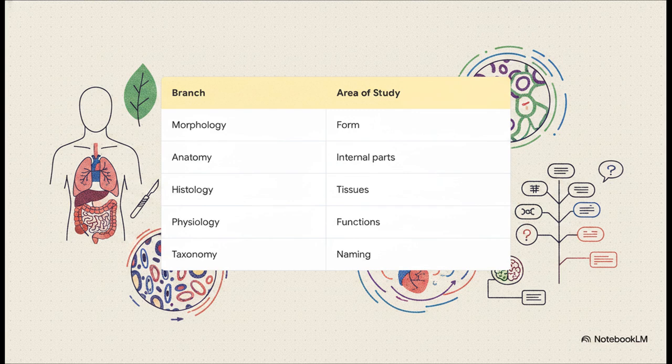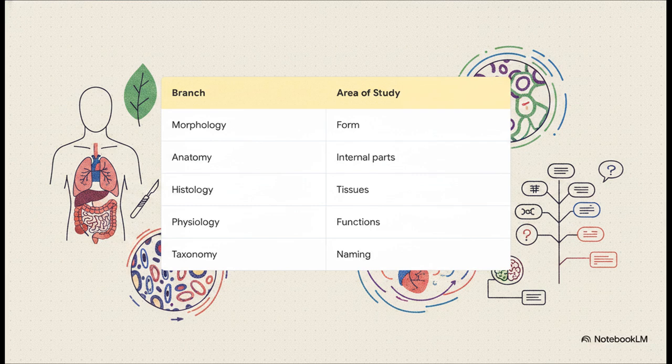To make sense of all this, scientists slice these massive divisions down into much more specific branches. Morphology, for example, looks at the external form. What does it look like on the outside? Anatomy, on the other hand, looks at internal parts. Think of what a surgeon does. Then, histology zooms way in to study the tiny tissues, while physiology looks at how all those parts actually function together. And finally, taxonomy. That's essentially the rule book for grouping and naming literally everything.